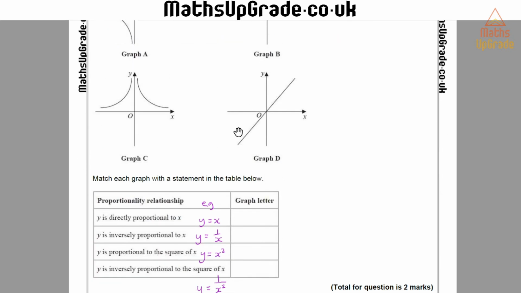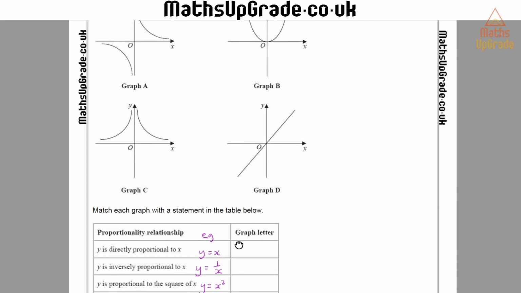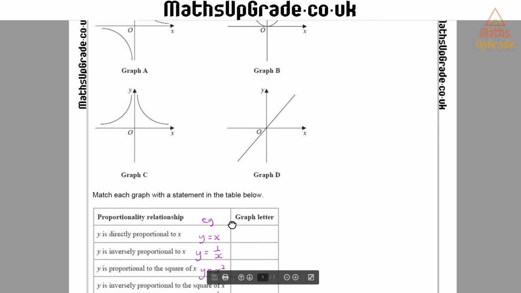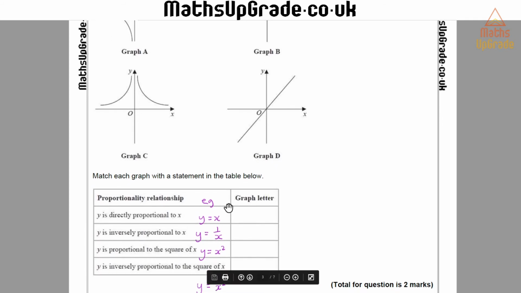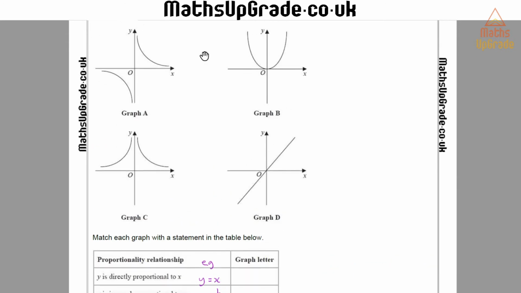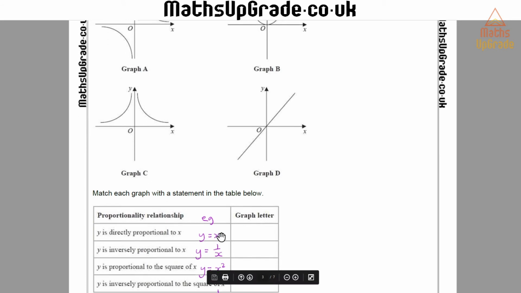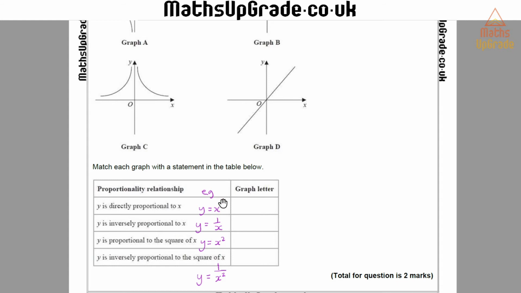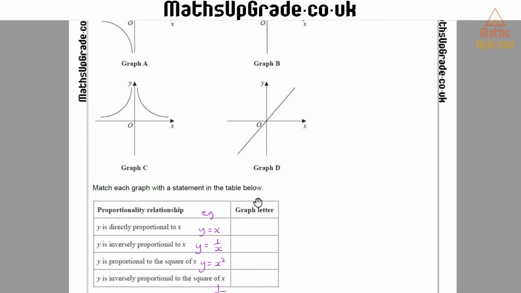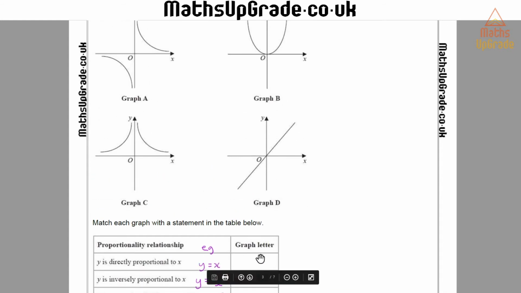So the easy ones here, y is directly proportional to x. So an example of that would be y equals x, or y equals 2x, or y equals 3x, okay? So I need to look for essentially a linear graph, a straight line graph. The only straight line graph here is graph D. It's going to be a straight line graph since the gradient is basically a constant, and also x hasn't got a power, it's just a power of 1. So that would be graph D, the top one there.